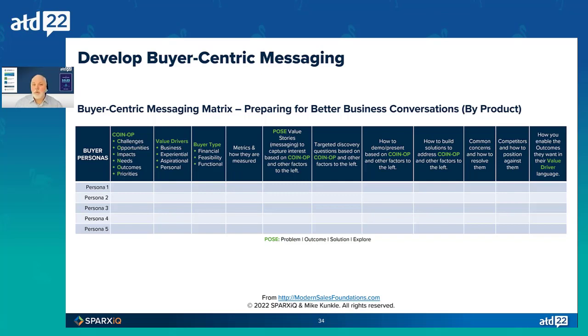This is great work, by the way, for product marketing teams as well, because this buyer-centric messaging matrix will prepare your sales force to have better business conversations by product based on the personas and what matters to them. This is straight out of Modern Sales Foundations, and we can certainly demonstrate more of this type of thing for you if you believe it would help. But definitely think about how we prepare our sales force to talk about our products and message, if you will, in ways that matter to our buyers.